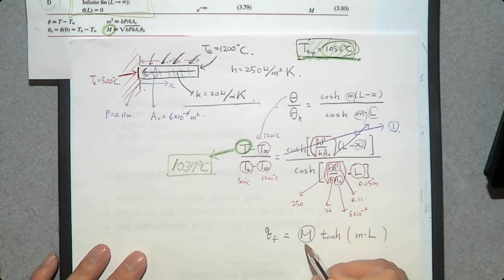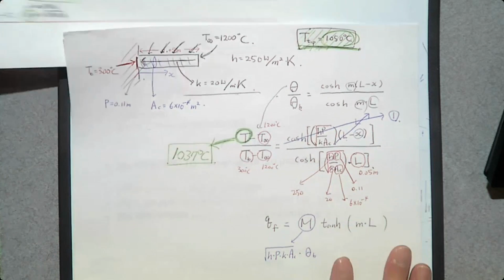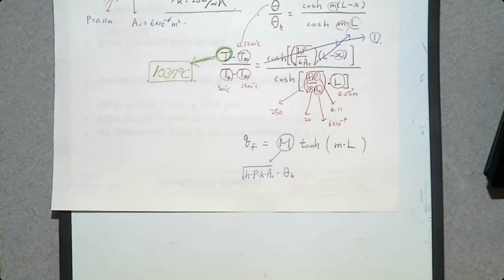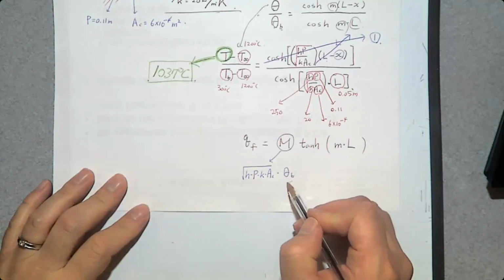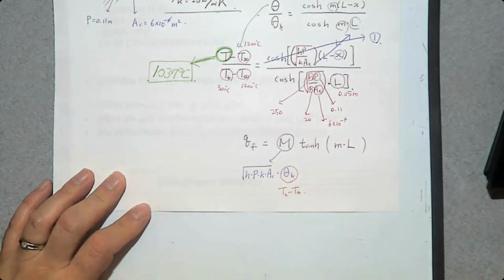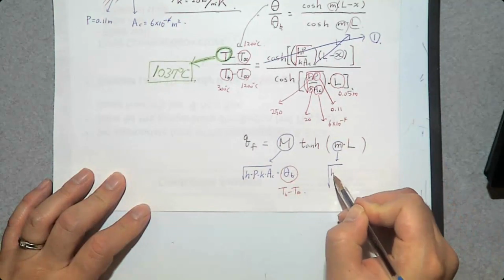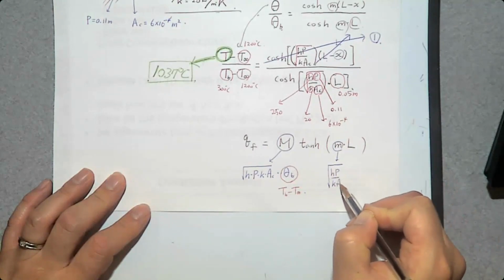So this one is going to be the square root of hPkA_c times theta B. Then what is theta B? T_B minus T infinity. What about this m? The square root of hP over kA_c.